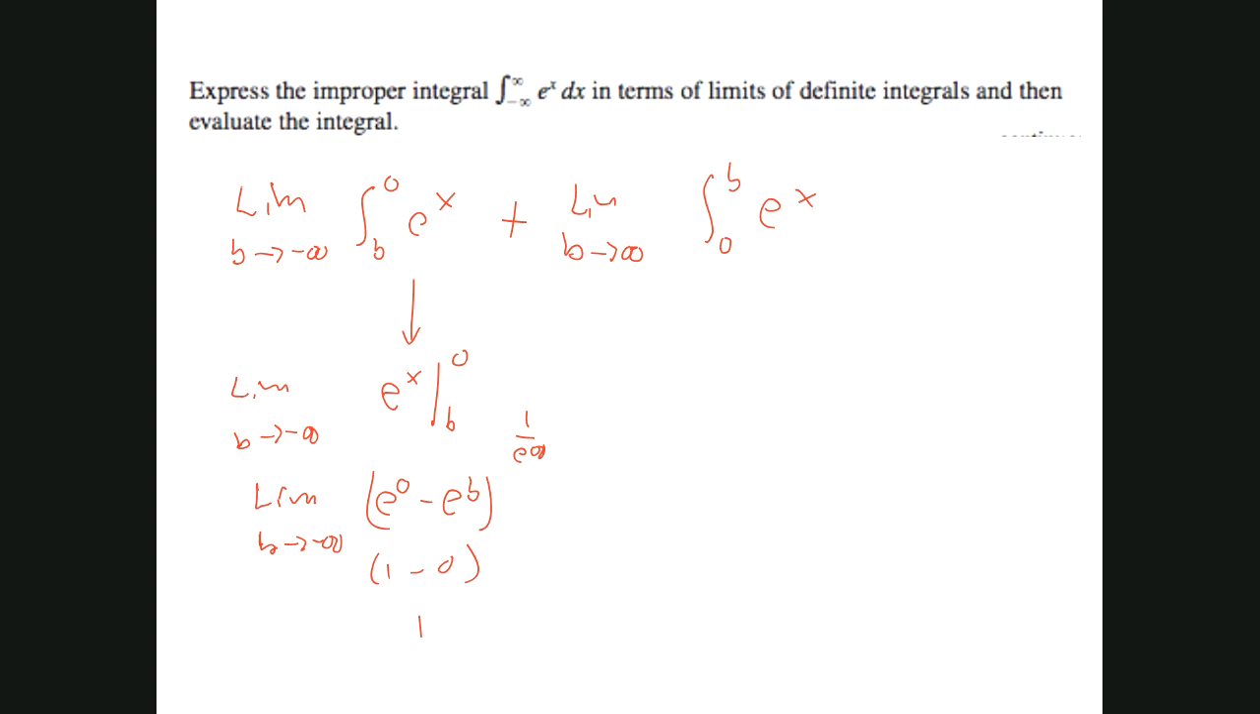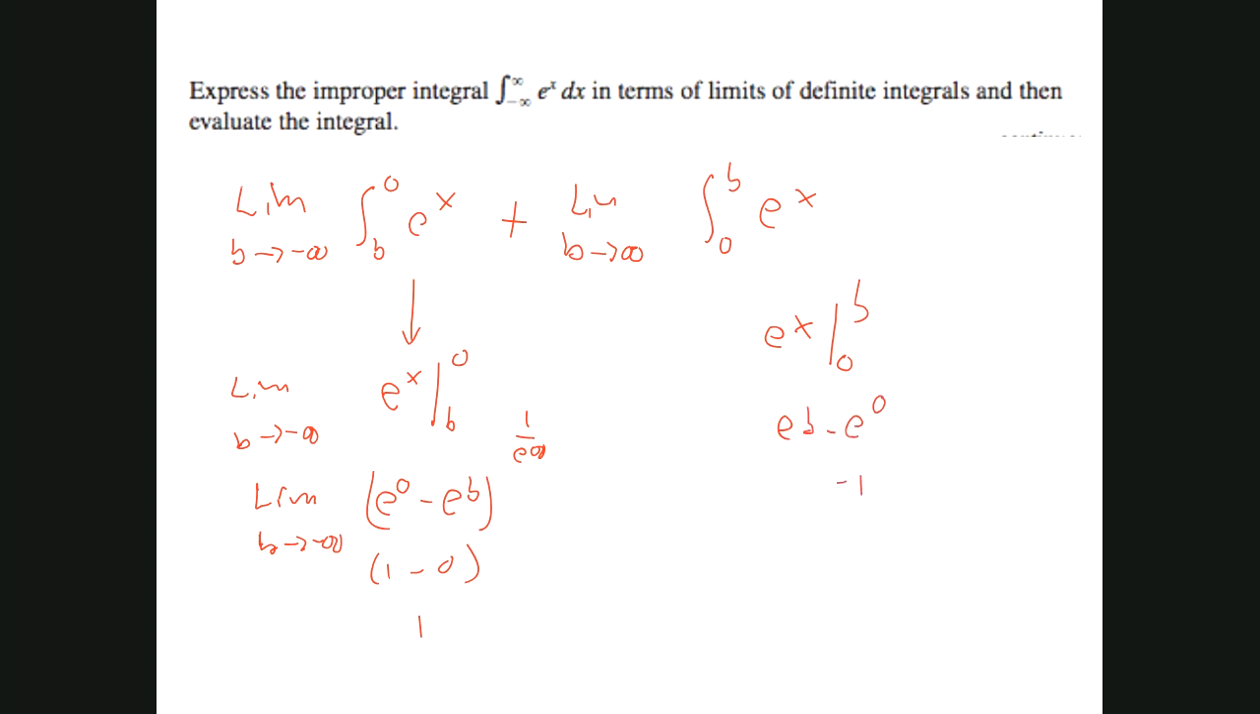Now, if I do the same thing over here, again I've got the integral of e to the x, going from 0 to b. So if I put b in there, I get e to the b minus e to the 0. E to the 0 is 1 again.